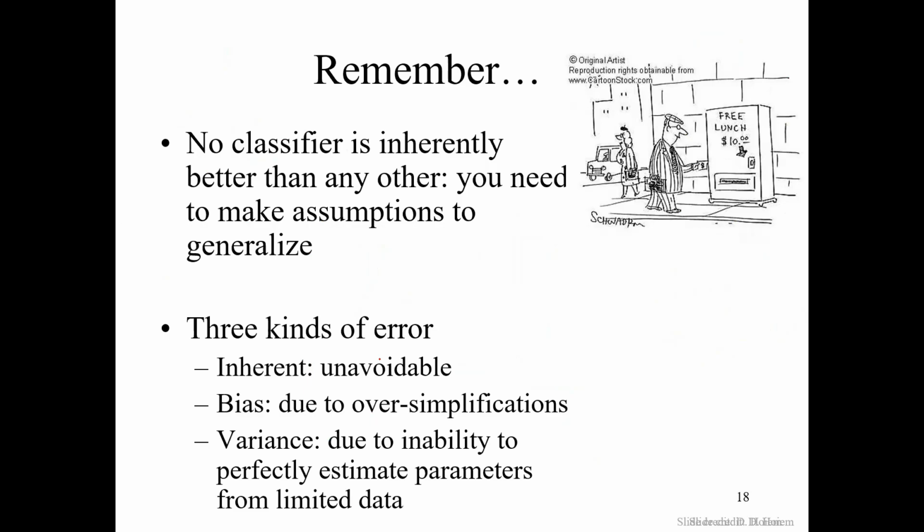Remember that no classifier is inherently better than any other. You need to make assumptions to generalize. So which algorithm is going to avoid overfitting? Some algorithms are known to quickly overfit. For example, the standard neural network can overfit easily. Support vector machine has been reported to have a lot of internal mechanisms that can prevent you from going into overfitting, of course depending on the kind of data set you are modeling. So you have to choose different algorithms and see which one works for your problem, because there's no algorithm that is better in all situations.